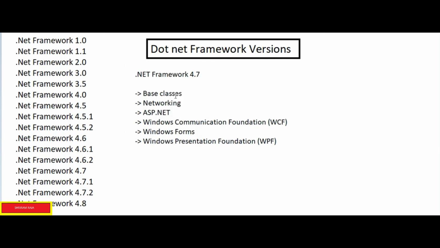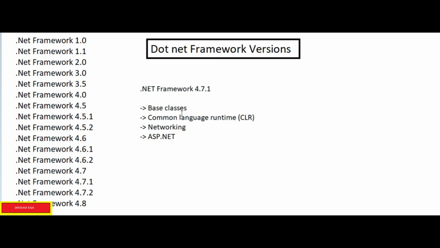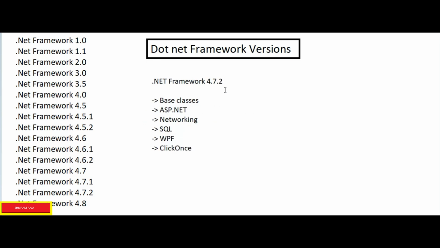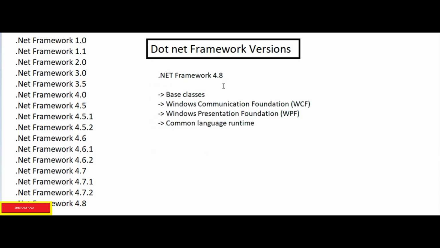In .NET Framework 4.7, base classes, networking, ASP.NET, Windows Communication Foundation, Windows Forms, Windows Presentation Foundation have been upgraded with some of the latest changes. In .NET Framework 4.7.1, base classes, common language runtime, networking, ASP.NET have been updated. In .NET Framework 4.7.2, base classes, ASP.NET, networking, SQL, WPF, and ClickOnce have been updated. In .NET Framework 4.8, base classes, Windows Communication Foundation, Windows Presentation Foundation, and Common Language Runtime have been updated.